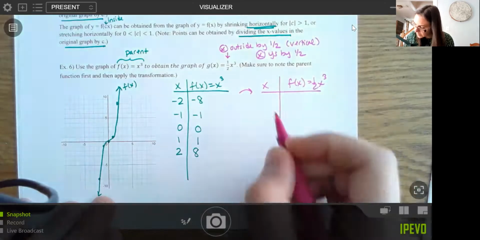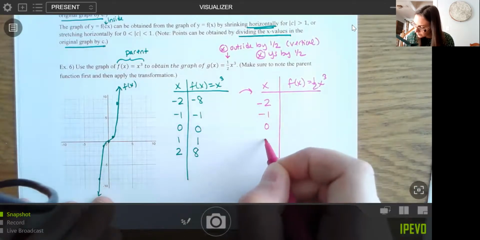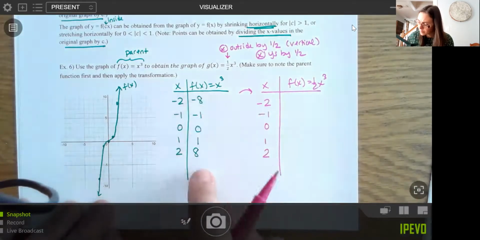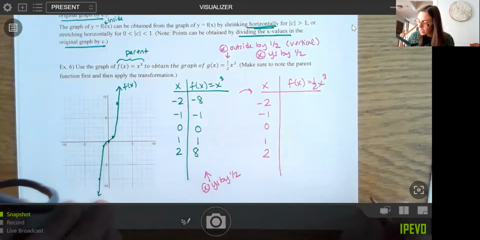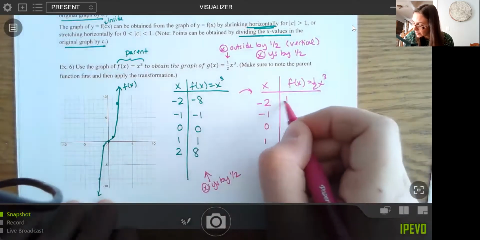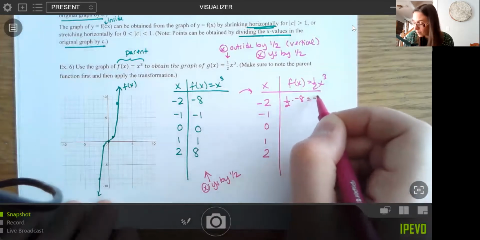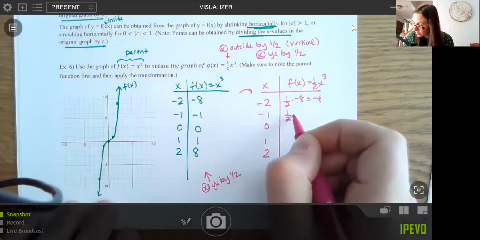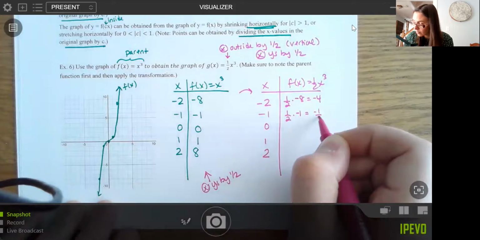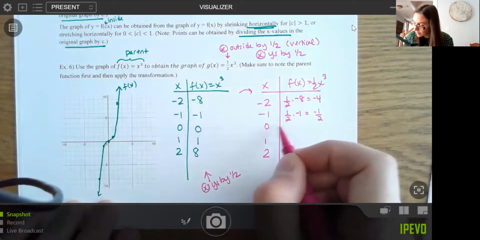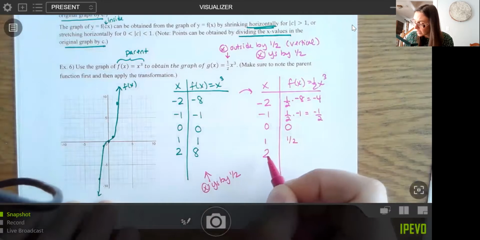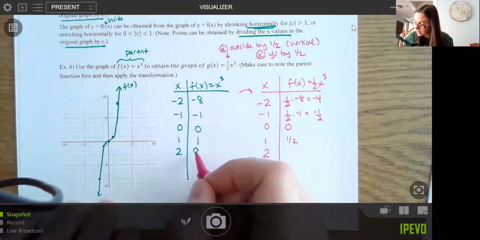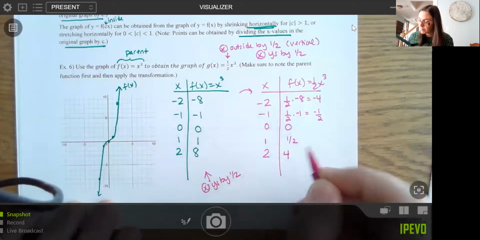Okay, so your X values stay the same. And all those Y's, I'm going to multiply by 1/2. So for the first one, you have 1/2 times -8, which is -4. 1/2 times -1, well, that's just -1/2. 1/2 times 0 is 0. 1/2 times 1 is 1/2. And then, okay, 1/2 times 8 is going to be 4. Just want to make sure I'm reading my right values there.